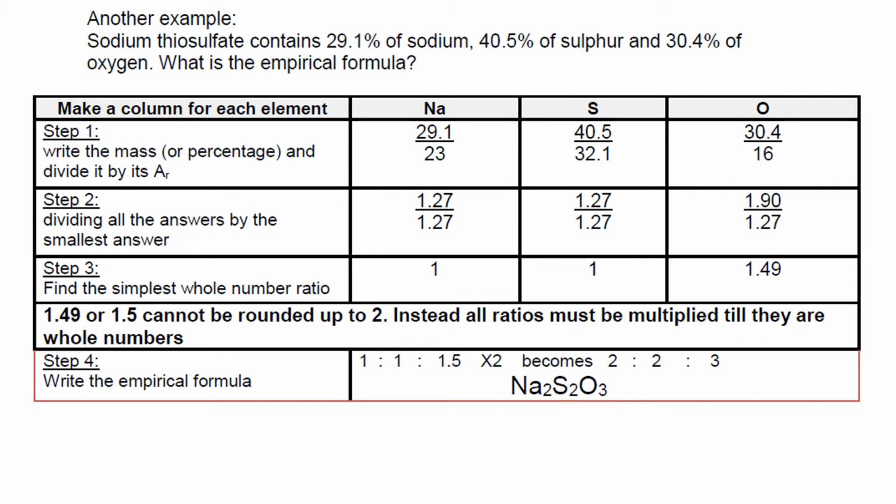Now, a common mistake is people then would round that 1.49 to just 1. You're not allowed to do that. If it was 0.9999 or 1.0001, okay, you can round that to 1, because that's just a bit of experimental error. But 1.49, you can't round to 1. You could round it to 1.5. And then, to get it into whole numbers, you multiply all of those numbers by 2. So 1 to 1 to 1.5 times 2 becomes 2 to 2 to 3. So the empirical formula is Na2S2O3.